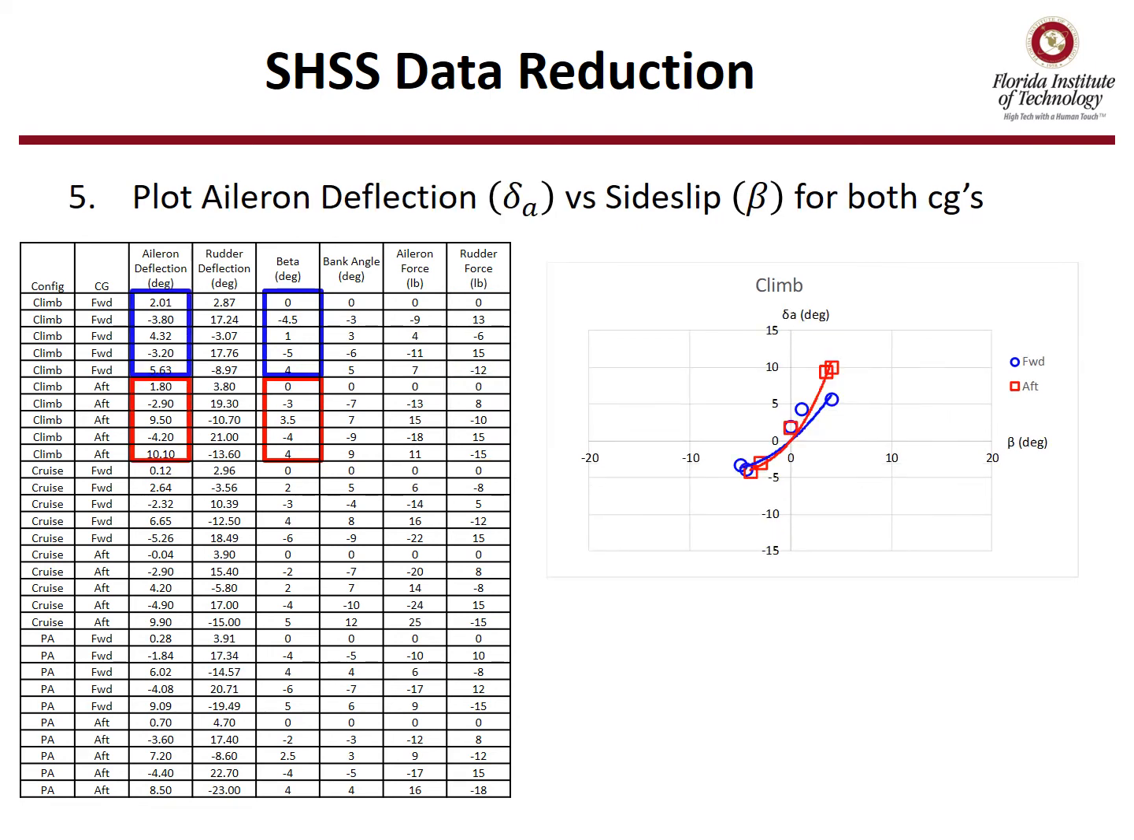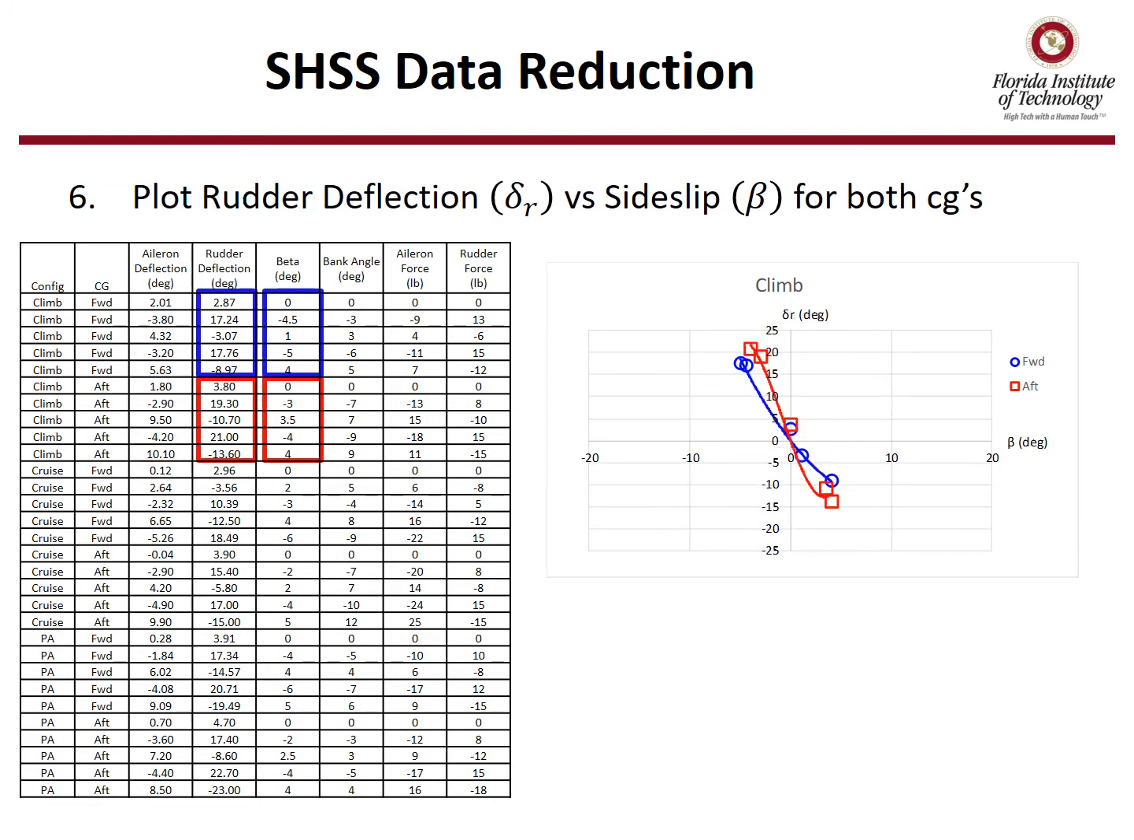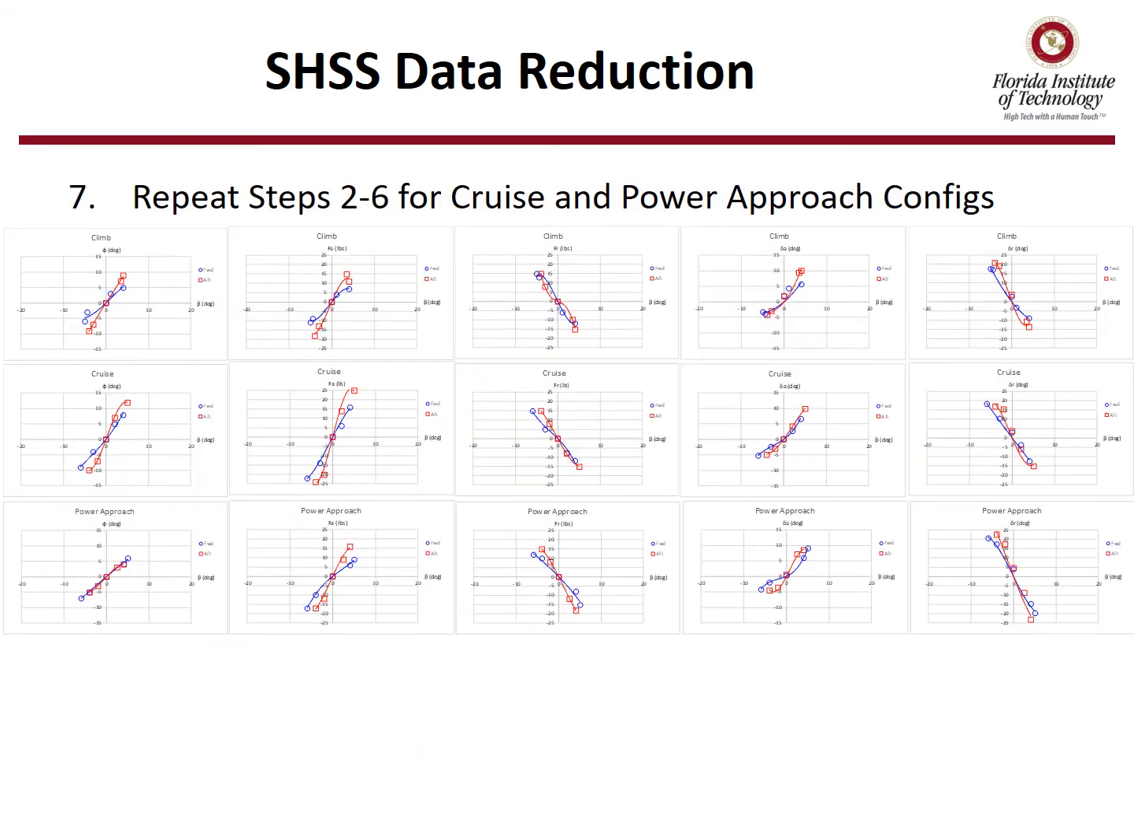Step 5, plot aileron deflection versus side slip angle for both CGs. Step 6, plot rudder deflection versus the same side slip angle beta for both CGs. And repeat steps 2 through 6 for the cruise and power approach configurations.